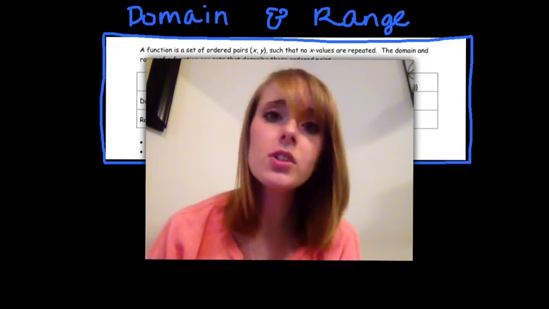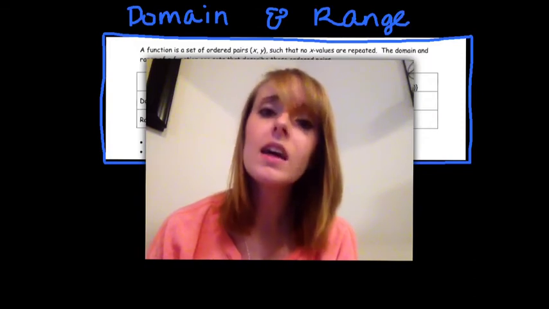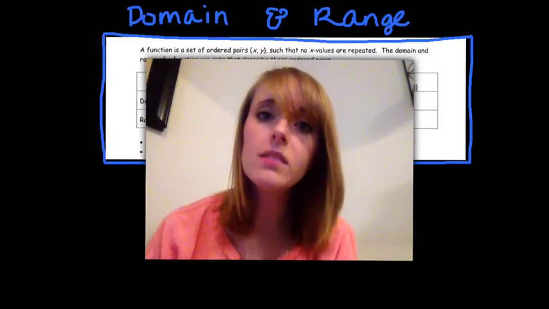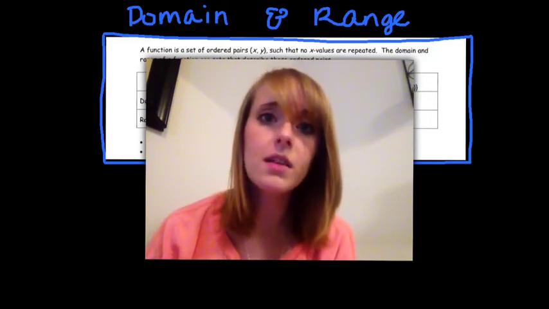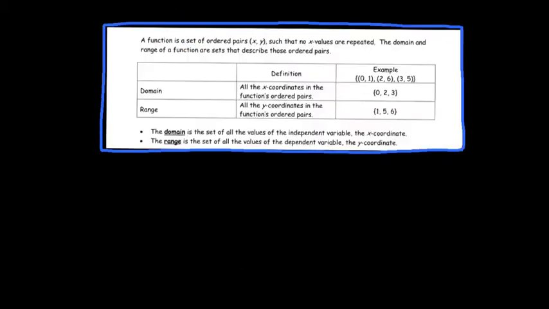First, you need to look at the x's in each of the situations and see if they repeat. If any of the x's repeat, then it's not a function. If they don't repeat, meaning none of the x's are the same numbers, then it is a function. So it's fairly simple to remember these.